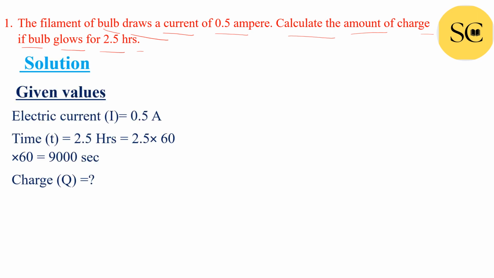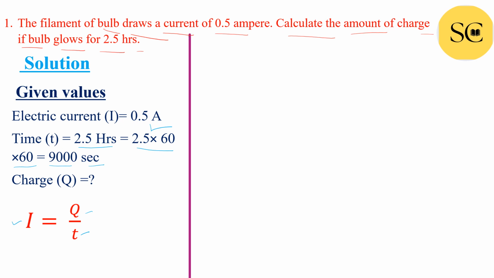First of all, write the given values. We have been given electric current 0.5 ampere and time 2.5 hours. But in this case, we will have to change the hours into seconds. So 2.5 into 60 into 60 is equal to 9,000 seconds. Now we will have to find the amount of charge. The formula is I equals Q upon T.